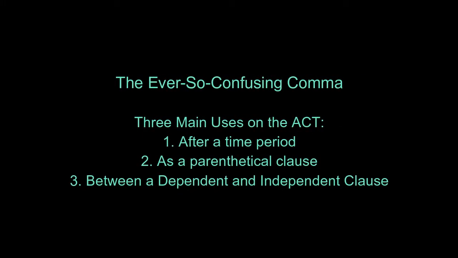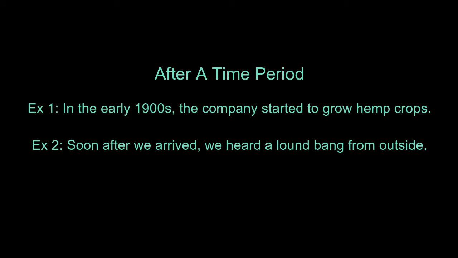All right, so the ever so confusing comma. And the reason it is a little more confusing than all the rest is that it has three main uses, not just one. So I'm going to teach them as: one, after a time period; two, in a parenthetical clause; and three, and most commonly, between a dependent and independent clause. Some of these will overlap at times, but I'm going to teach all three so that however you understand them, you'll understand different ways to use them.